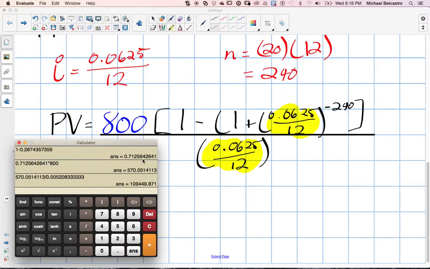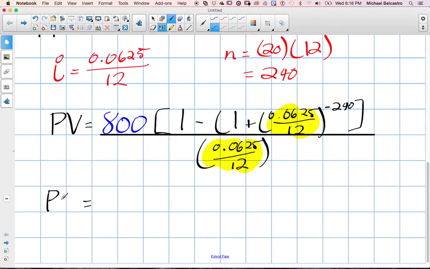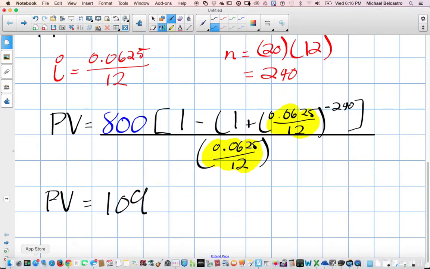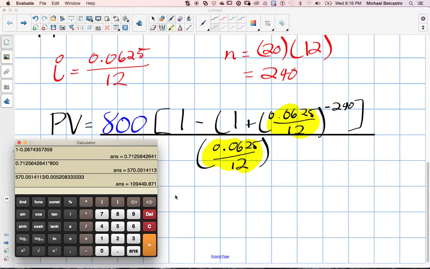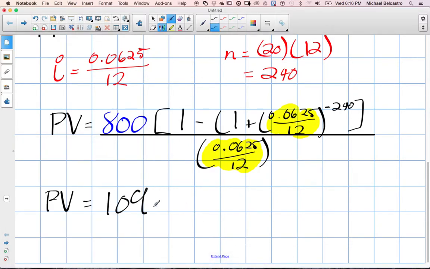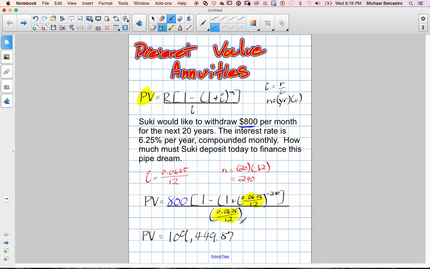So this is what this person needs: $109,449.87. Hopefully I can write that all down. The present value is 109,449.87.